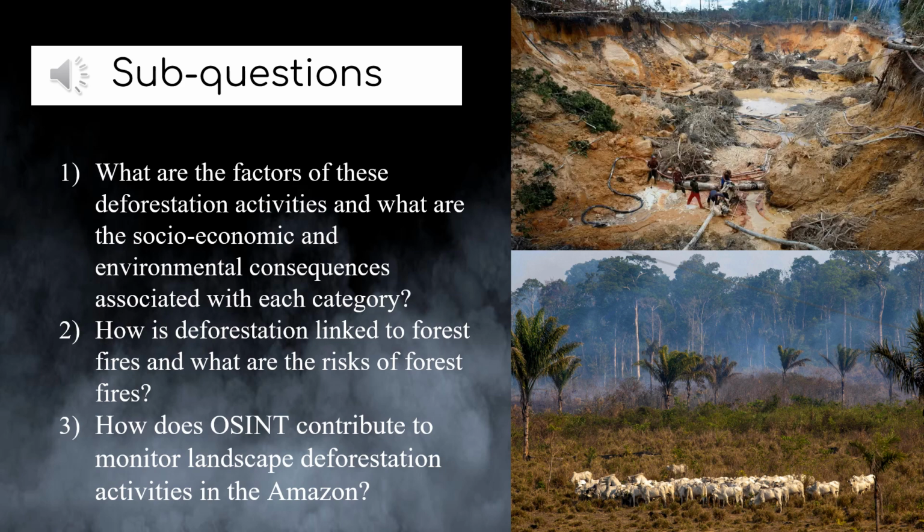That's why I have also prepared sub-questions, such as, first, what are the factors of these deforestation activities and what are the socioeconomic and environmental consequences associated with each category? Second, how is deforestation linked to forest fires and what are the risks of forest fires? Third, how does OSINT contribute to monitoring landscape deforestation activities in the Amazon?